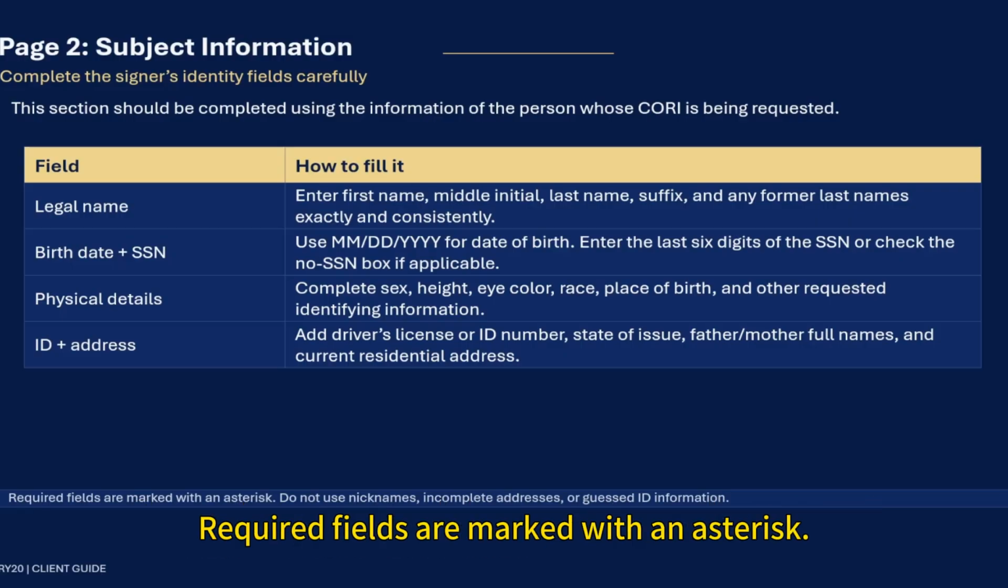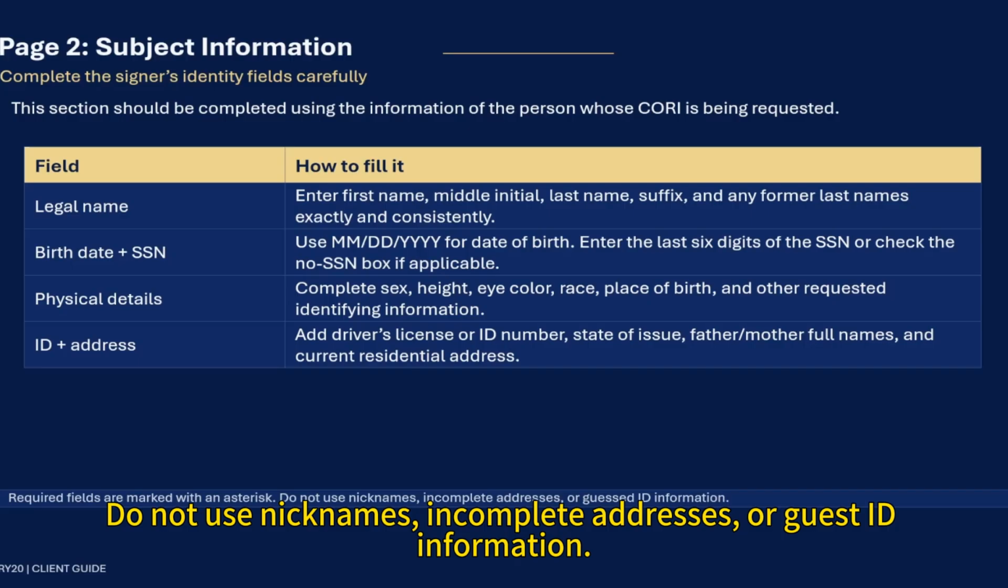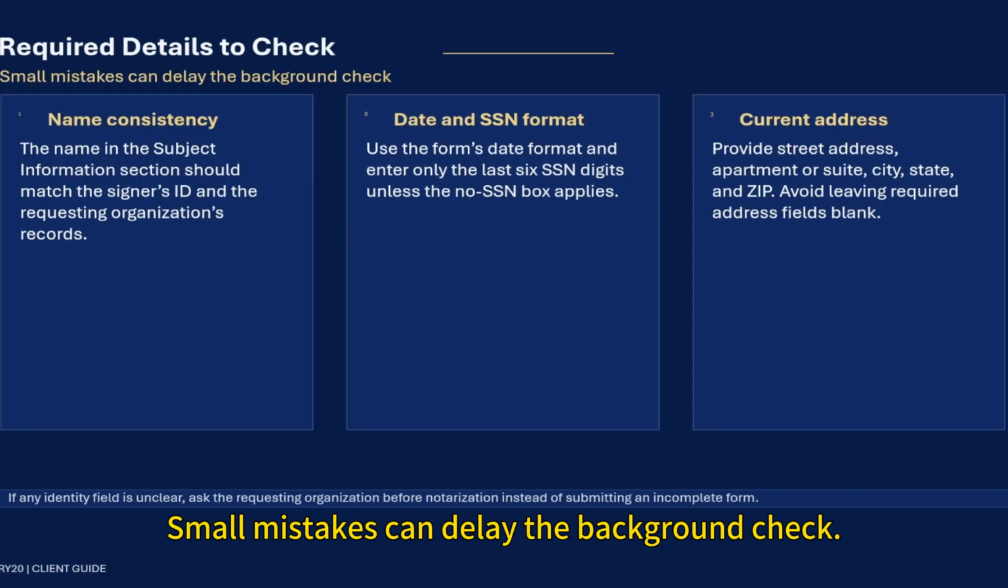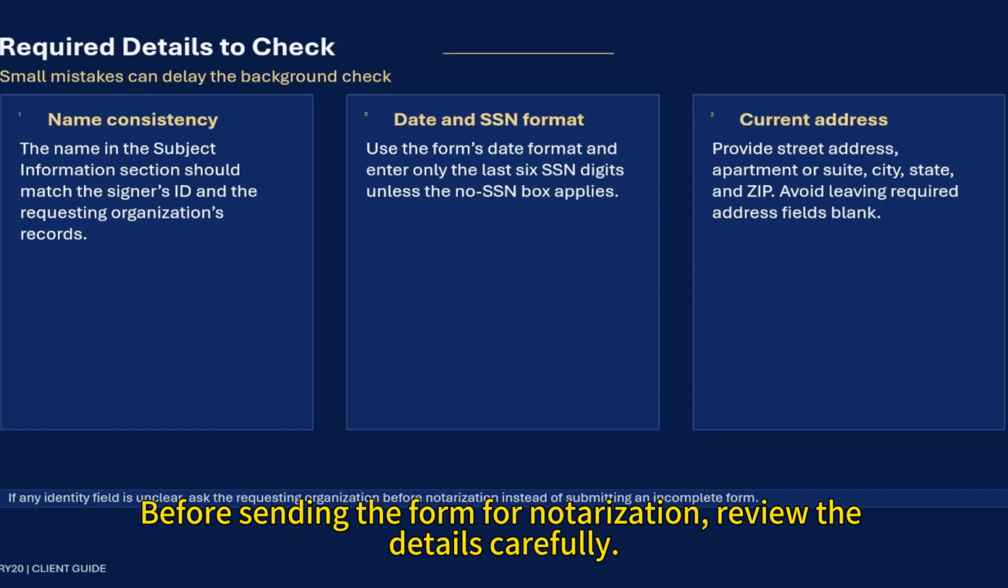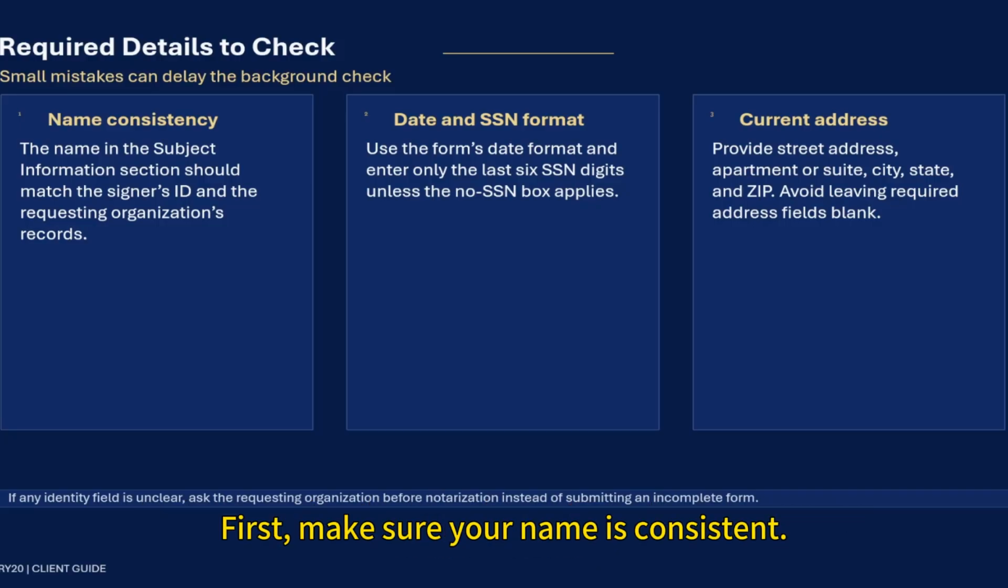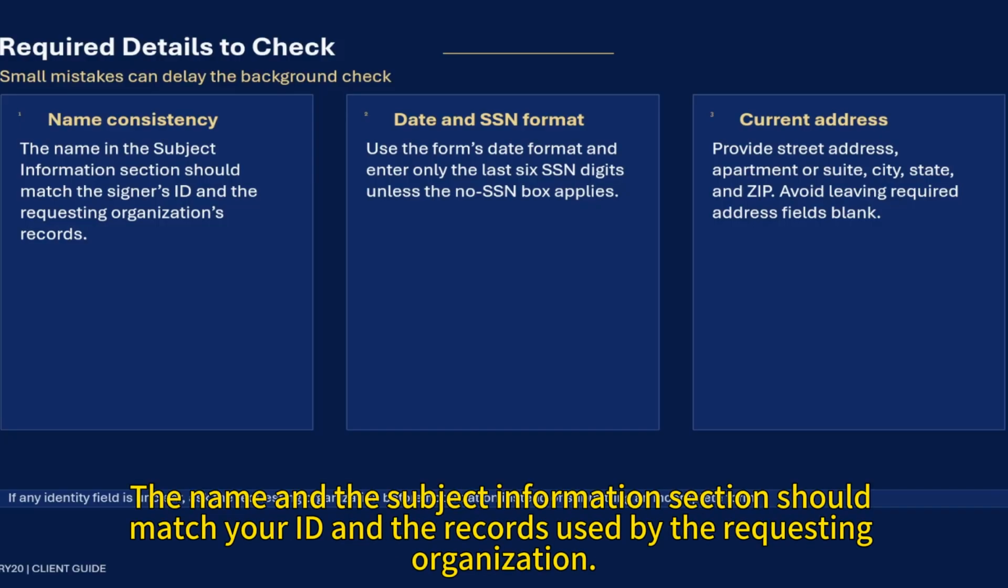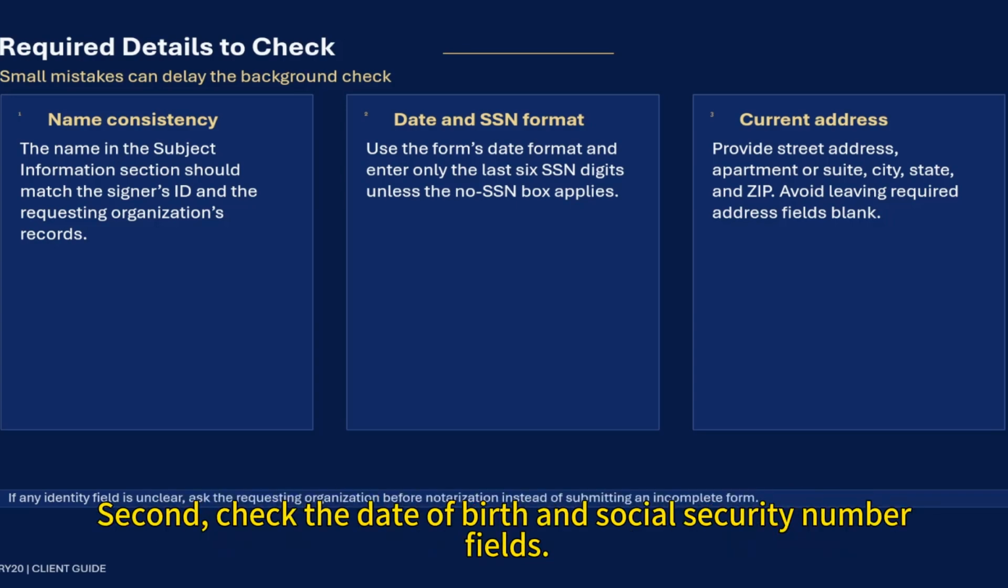Required fields are marked with an asterisk. Do not use nicknames, incomplete addresses, or guest ID information. Small mistakes can delay the background check. Before sending the form for notarization, review the details carefully. First, make sure your name is consistent. The name in the subject information section should match your ID and the records used by the requesting organization. Second, check the date of birth and Social Security number fields.